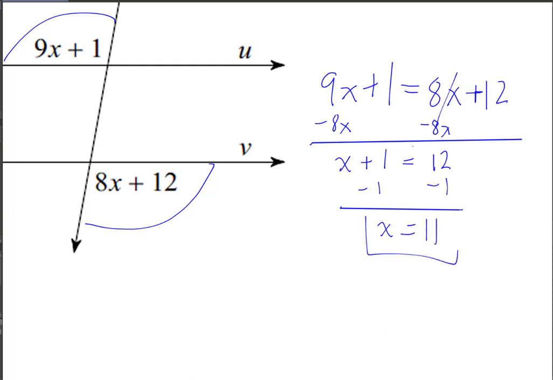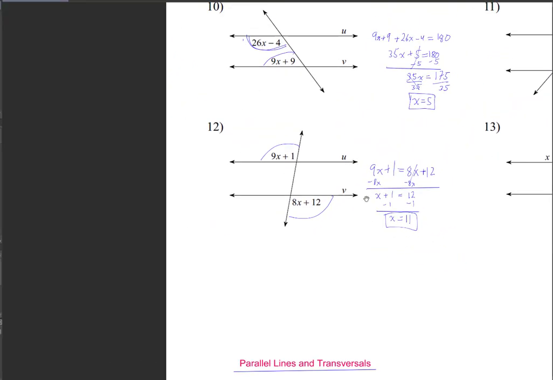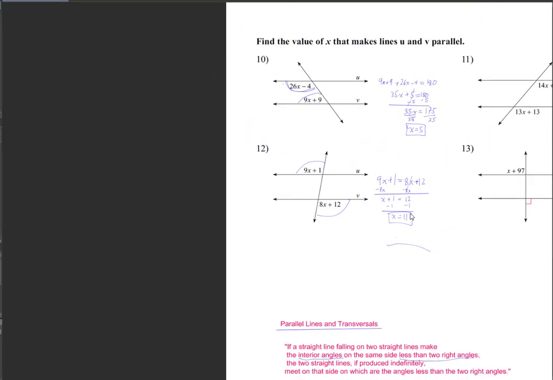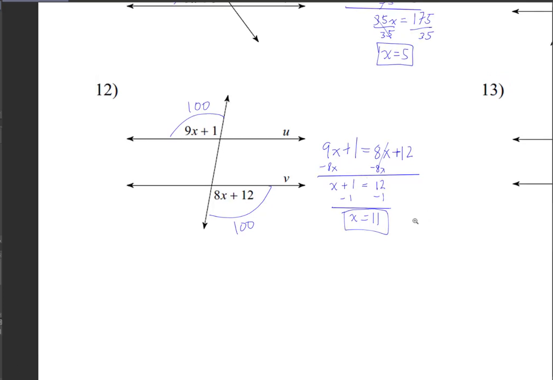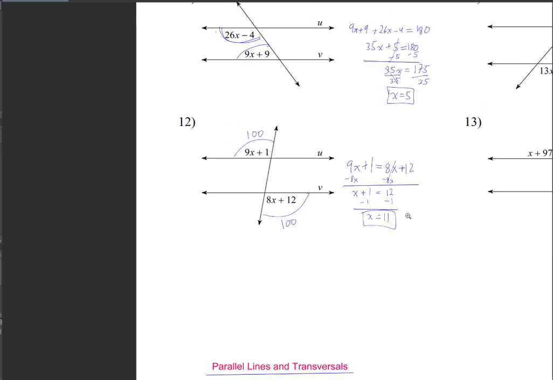So the value of x that makes these two lines parallel is 11. Now I want to stress to you that is not the angle measurement. If I wanted to find the angle measurement, I'd have to plug it in. That'd be 88 plus 12, that'd be 100. So this would be 100, right? So if these both were 100, then I would know that once again line U and line V are parallel.